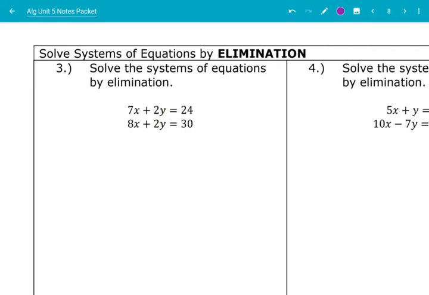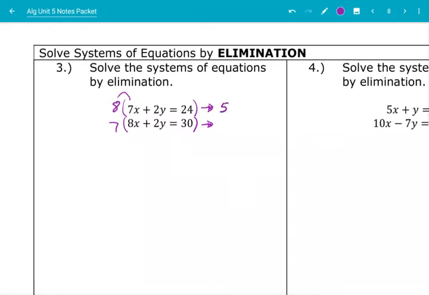easiest for you. Here, if I wanted to eliminate the x, I need to find something common between the two so I can zero it out. And that means I'd have to multiply the top by 8 and the bottom by 7. I'm not going to do the whole thing this way. I just want to show you. If I multiply that, that gives me 56x. And the bottom, I'd multiply by negative 7. 7 times 8 again is 56. And then on the bottom, I'd have negative 56x. That way I could zero that out.